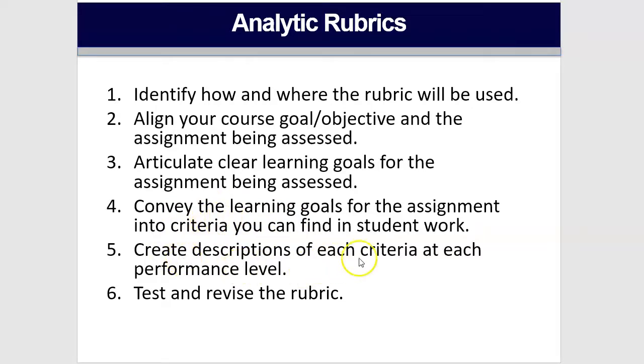You then create descriptions of each criterion at each performance level. So you take that organization criterion and then you describe what it looks like for A level work if you're going that route, or if you're doing a B contract or a grade contract, you say, in order to satisfactorily live up to your end of the contract, here's what organization looks like for that kind of essay. Then you test and revise the rubric. I highly recommend that you test out your rubric with your students and revise it and tweak it so that, again, they feel a little bit of ownership in that rubric.